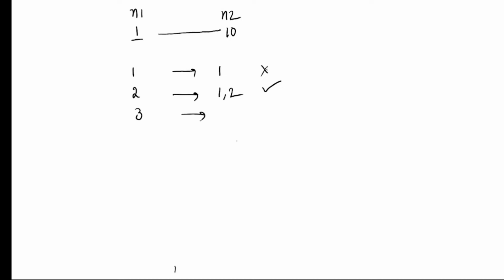Take 3. How many factors are there? 1 and 3. So this is also a prime number. Take 4. 1, 2, 4. Number of factors are 3. So this is not a prime number.